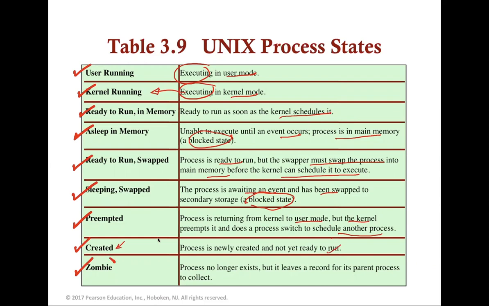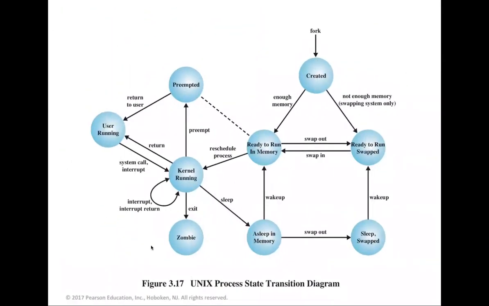The zombie state is new, we haven't seen it before in our state diagrams. When we say a process is in the zombie state, it means the process no longer exists. However, it leaves a record for the parent process to collect. If you look at the following diagram, it represents the state transition diagram of Unix as a case study for us.